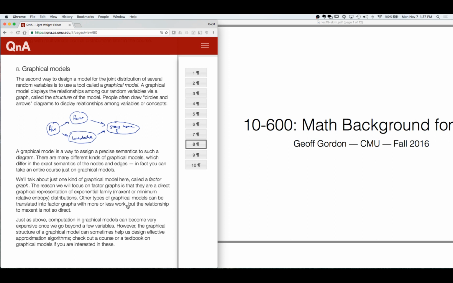If we want to design a model for a vector of random variables, a joint distribution of several random variables, we can use a very general tool called a graphical model. A graphical model is actually quite strongly related to the ideas that we've covered so far, but it looks different. It has a new component to it. In particular, it's got a graph, hence the name graphical model, that displays the relationships among our random variables. This graph is called the model structure.